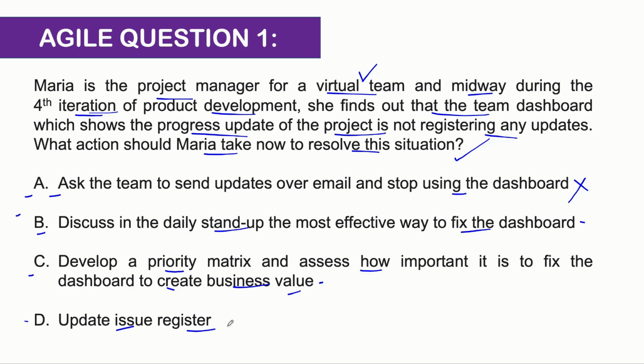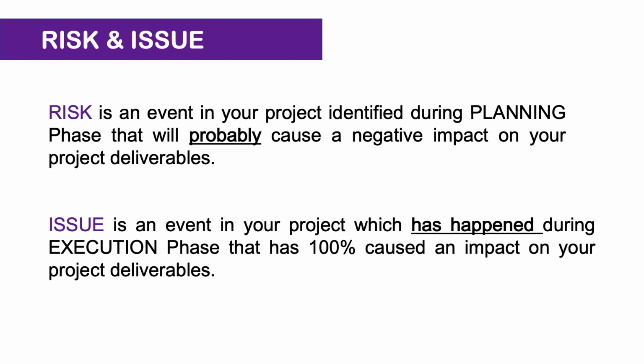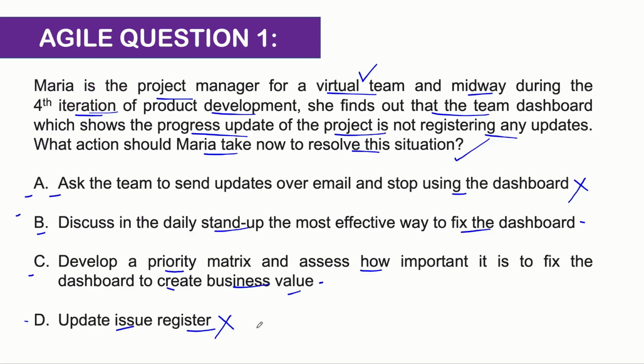Now this is an operational issue which you are solving, guys, and it was not a risk that was preempted, so you did not know that the dashboard would crash. Okay, so updating the issue register is a wrong option because it's not a risk that has materialized 100% into a project. Okay, so updating the issue register is a wrong option. That leaves us with option B and option C.